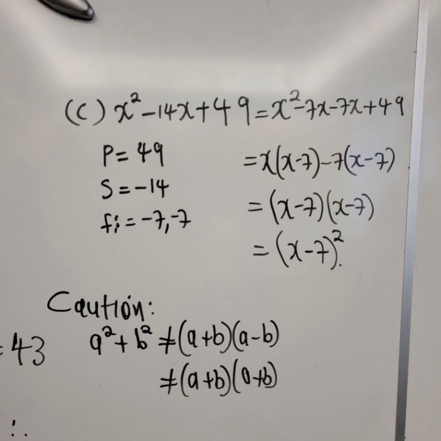We can go ahead and factorize. This is x minus 7. Here I factor out negative 7. Negative 7, this is x minus 7. Okay? So x minus 7 is common here. I factor it out. So this is x minus 7 into x minus 7. So that is a repeated factor. So we could just write it as x minus 7 squared.